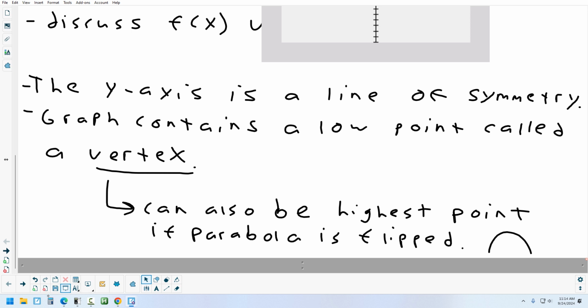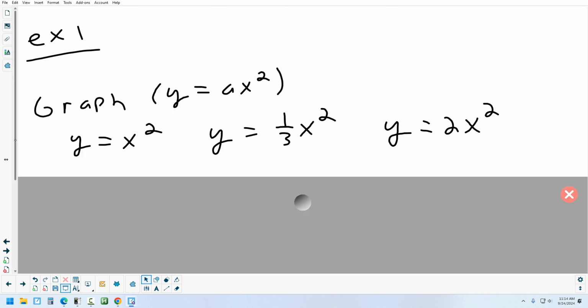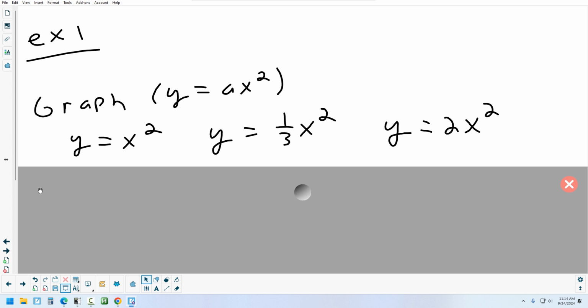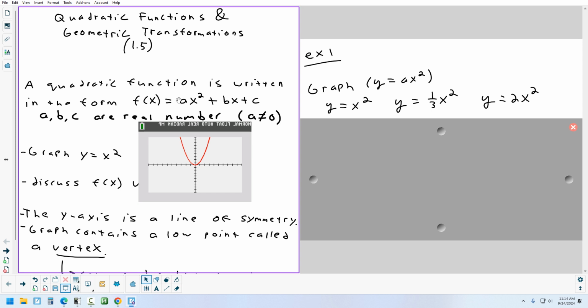Okay. So, any question on what the vertex is? All right. So let's look at what happens when we change just one thing. All I want to do is change the number that's in front of x squared and see what the effect is.